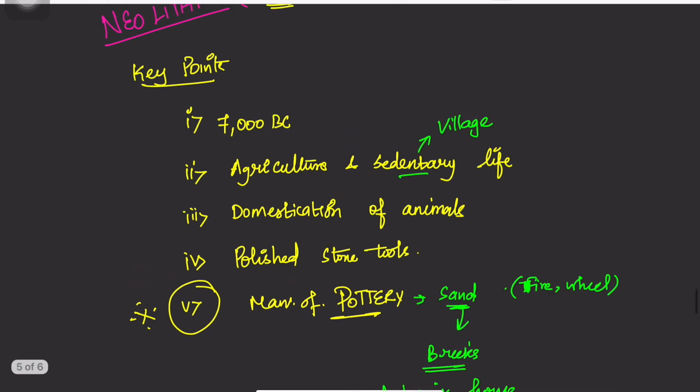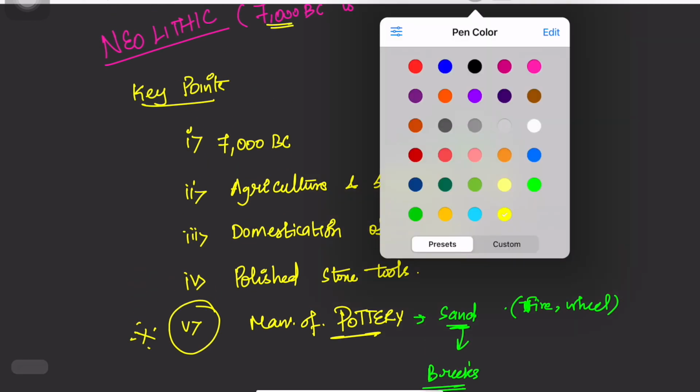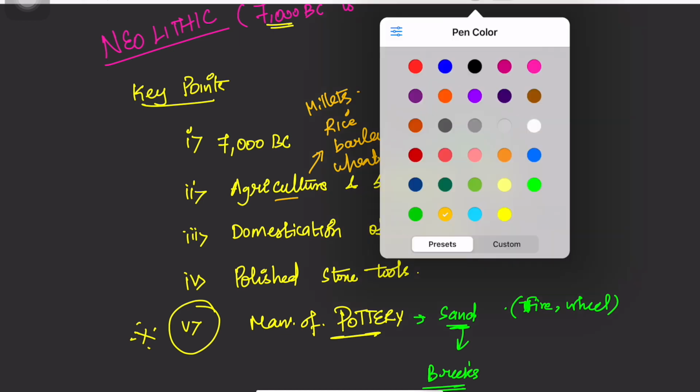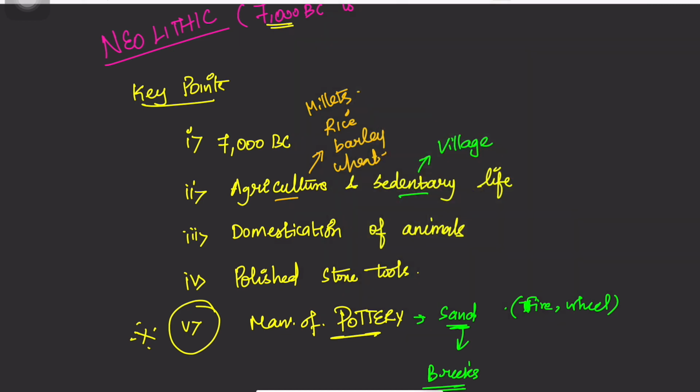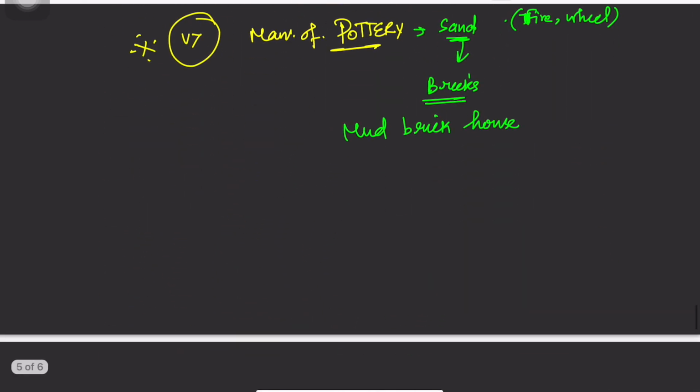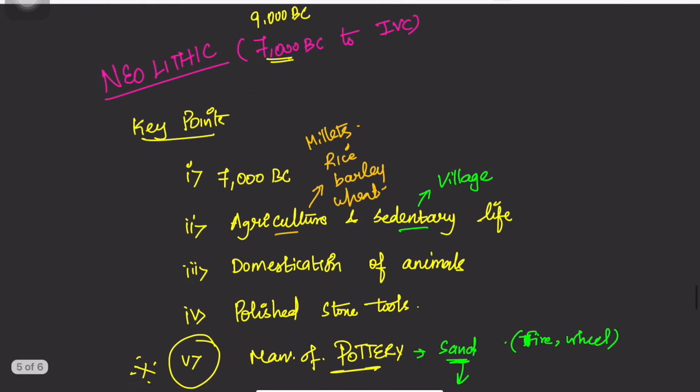So I already told you about agriculture. The important crops during that time were rice, barley, wheat and millets. Okay, these are all the important crops during that time. Then obviously burial started here in Neolithic itself. They are going to continue it to a larger extent. So large ones were used for burial here. Okay, these are all the key points for Neolithic.